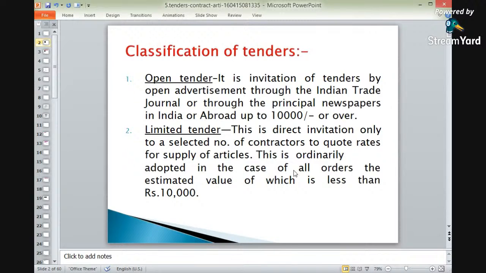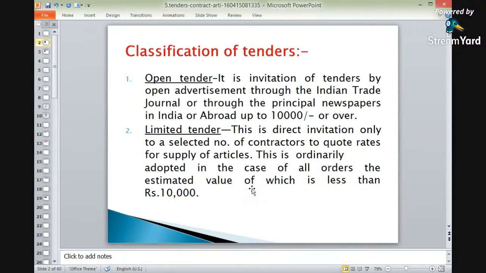Okay. What about the limited tenders? This is an indirect invitation only to selected contractors. Only the ones who are willing to do the work or who are experts are invited. So we are limiting; it is not open to all. It is limited to selected contractors. A limited tender is an indirect invitation only to the selected contractors to quote rates for a supply of articles or for construction or for maintenance for any type of work. Only a selected number of contractors are invited to quote rates.